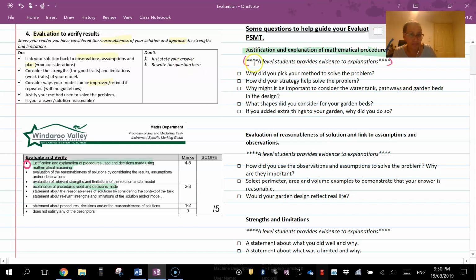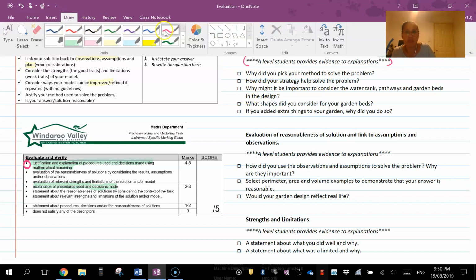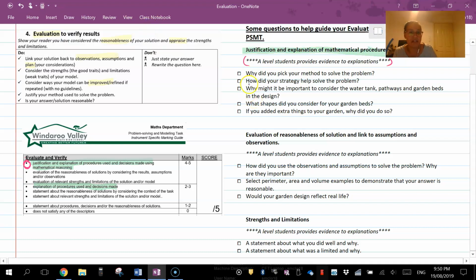All right. So in here, what we're looking for is, say, why did you pick your method to solve the problem? How did your plan work? What was your plan, and did it help you? Did that strategy help you solve the problem? Now this one here, why might it be important to consider these things? This is because it is in your must do. It links back to the must do section on your criteria sheet. So that might be why it was important. There's an explanation of that.